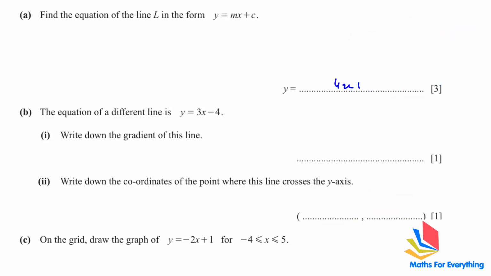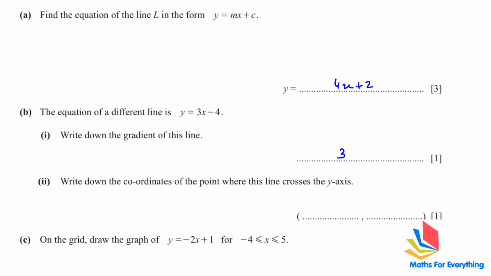Moving on to the next question. A different line has an equation y is equal to 3x minus 4. Write down the gradient of this line. The gradient is the m value, the number before x. So here we can see the gradient is 3.